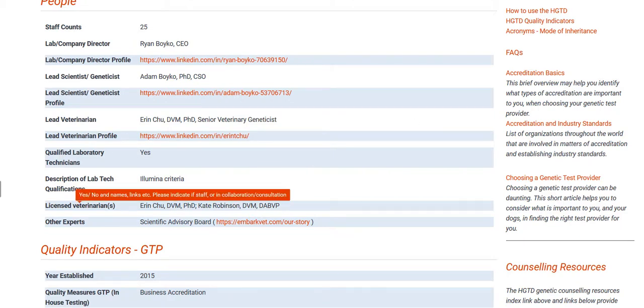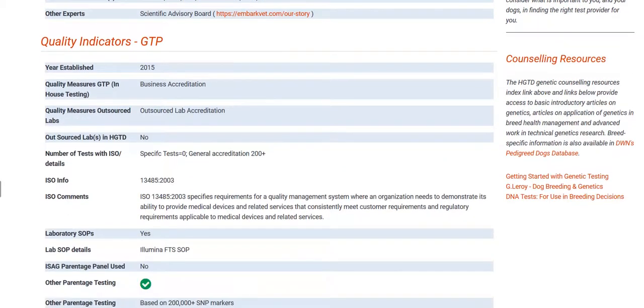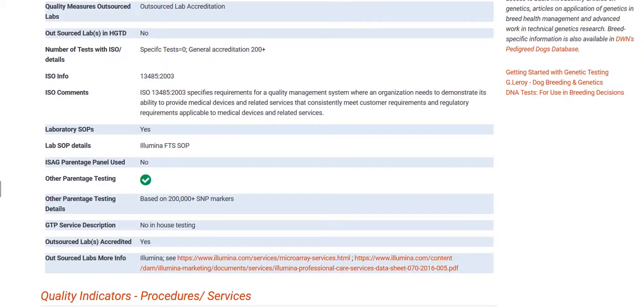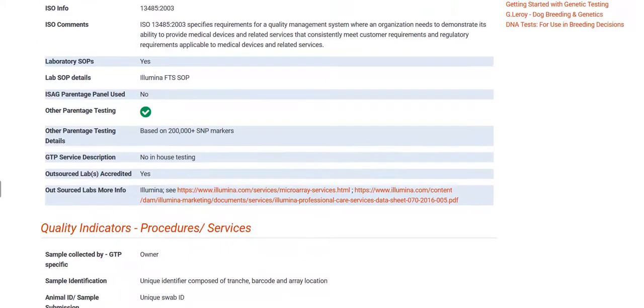You see this lab has a licensed veterinarian and other experts and a scientific advisory board. The quality indicators are listed down here, and they are good reflections of what sorts of procedures and indicators of quality management of your samples and of testing protocols.